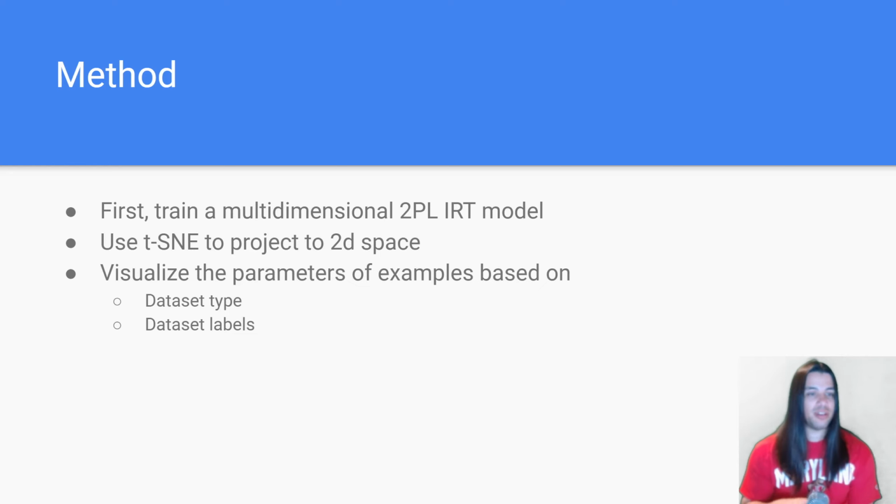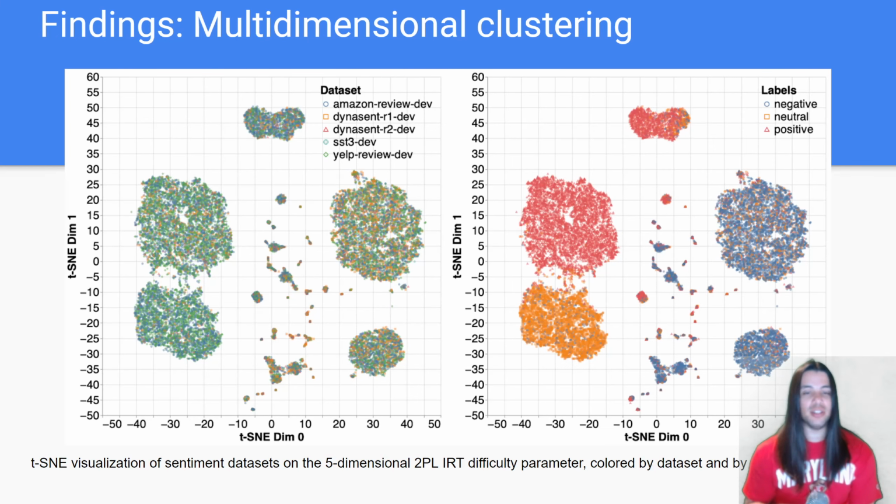So our basic method is we train a multi-dimensional 2PL model, so only difficulty and ability in this model. Then we use t-SNE to project those multi-dimensional parameters into a 2D space, and then visualize the parameters based on either the dataset type or the dataset labels. And the way that we do that is we plot these 2D embeddings and then color either by dataset on the left or by label on the right.